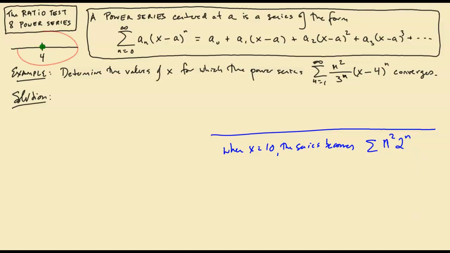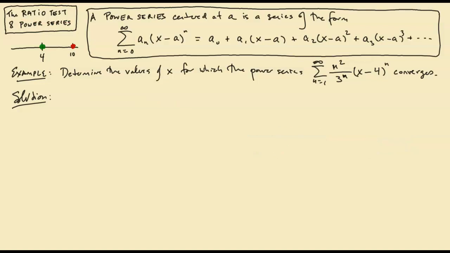Hence, if I were to go up here on my picture, I would know that when x is 10, the power series diverges. But the problem, of course, is that there are infinitely many real values to check. So I can't just check them all individually one by one. I'm going to need to check many at once. And this is where the ratio test is going to help me. So let's see what that's going to look like in practice.